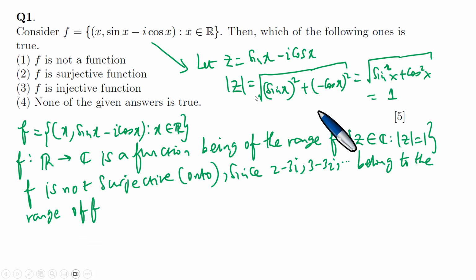So what kind of a description is this? This describes a unit circle. It describes what you call a unit circle. A circle of radius 1 is defined like this in complex number terms.